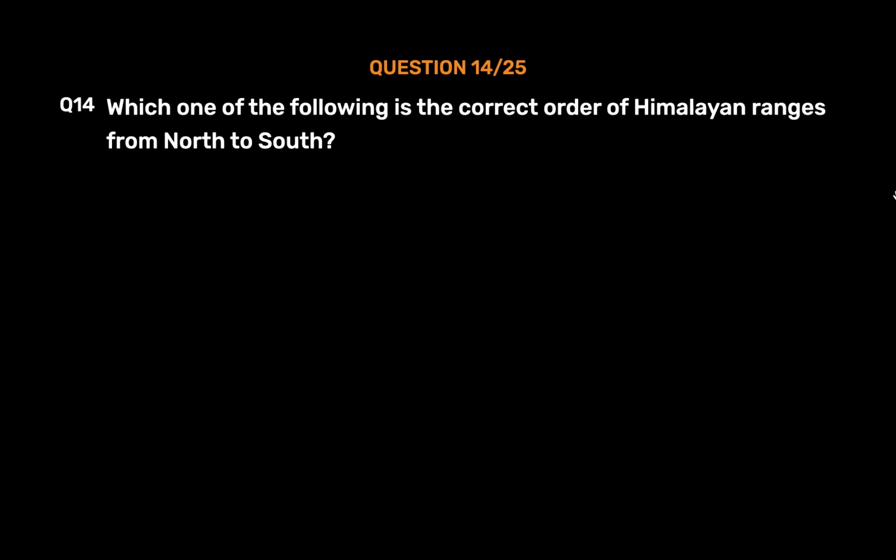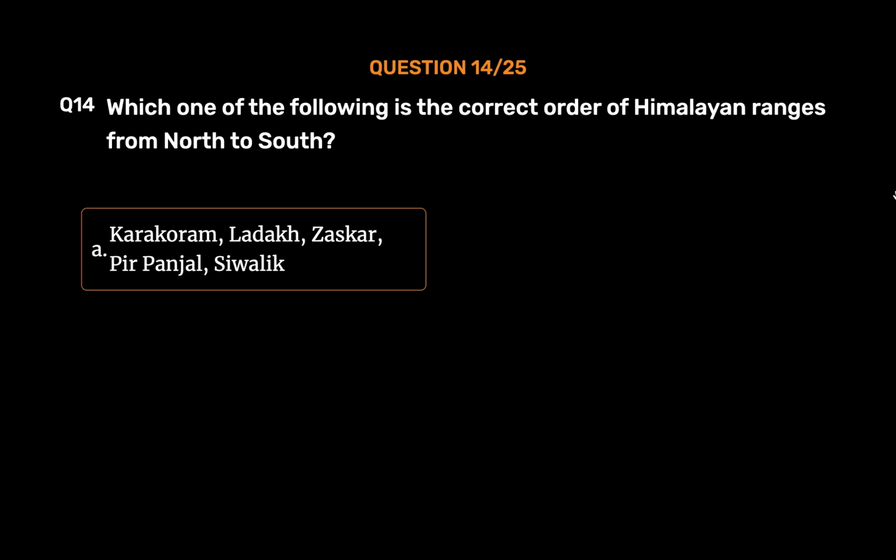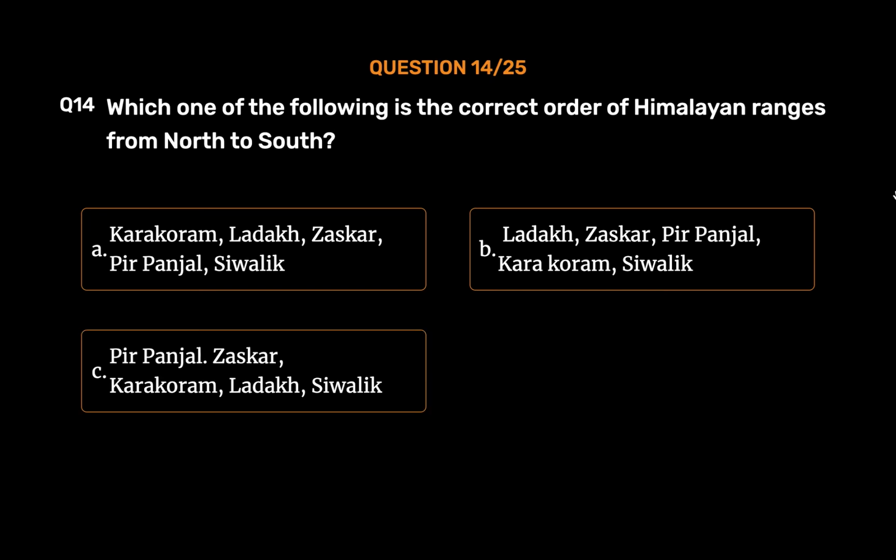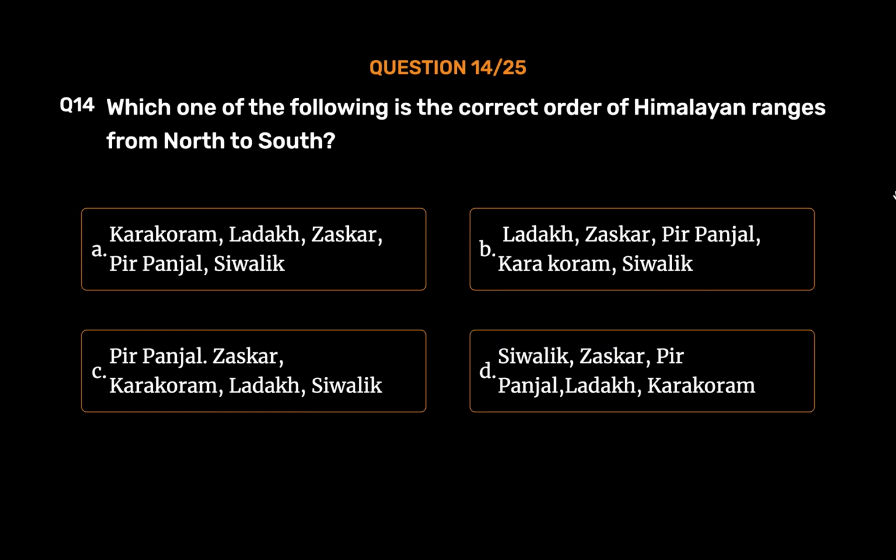Question number 14. Which one of the following is the correct order of Himalayan ranges from north to south? Option A. Karakoram, Ladakh, Zaskar, Pir Panjal, Sivalik. Option B. Ladakh, Zaskar, Pir Panjal, Karakoram, Sivalik. Option C. Pir Panjal, Zaskar, Karakoram, Ladakh, Sivalik. Option D. Sivalik, Zaskar, Pir Panjal, Ladakh, Karakoram. The correct answer is option A.